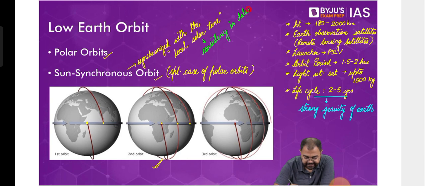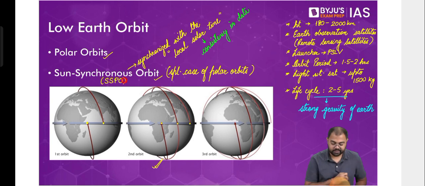So the data that we are getting will be consistent because you are taking the observation at the same time every day. And that's why sun synchronous orbit is used. Many times you'll see that in the newspapers, it will be mentioned as SSPO. So SSPO because sun synchronous polar orbit. Sun synchronous polar orbit. Because we are seeing that it's a special case of polar orbit.